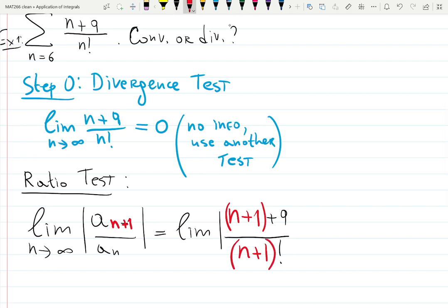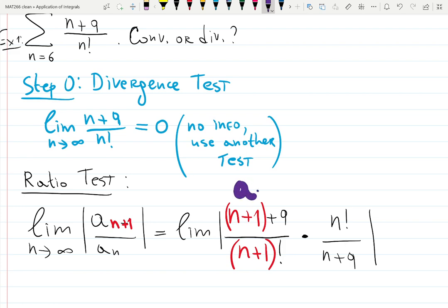Parentheses matter because 1 factorial is not the same as n plus 1 factorial. Instead of dividing by a sub n, I will multiply by the reciprocal because it's just convenient this way. So you just flip the original fraction. This is the first step. So what I did is, I'm explaining here.